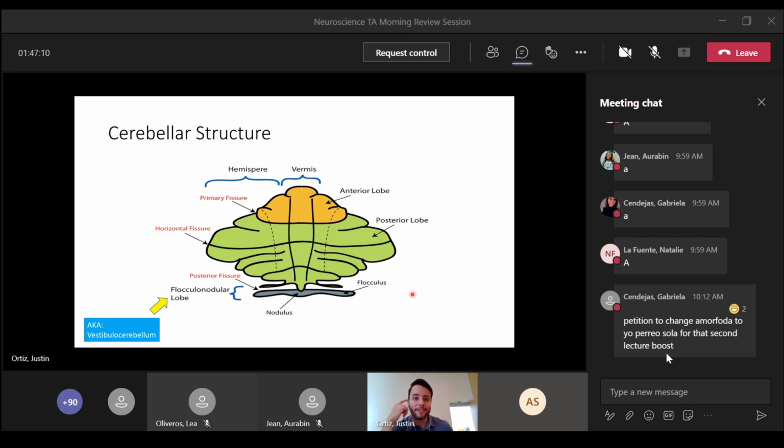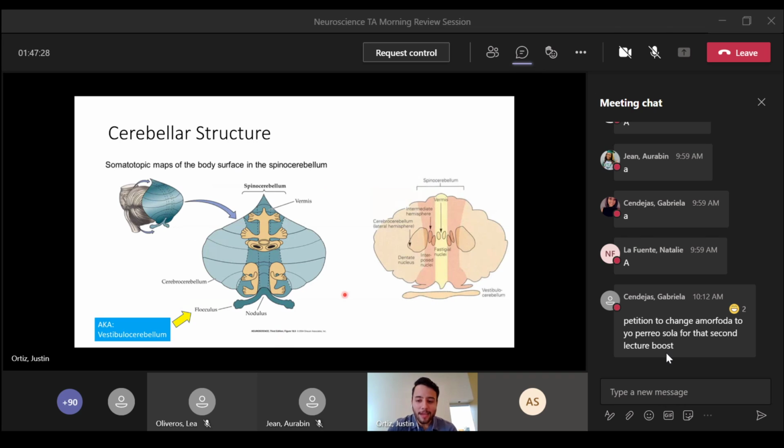It actually has a connection to the ear, right? It's kind of crazy, but the inner ear connects, not directly, but indirectly, to the floccular nodular lobe, which is important for balance, right? Remember when we said balance and equilibrium? That's why it's called the vestibulocerebellum, right?